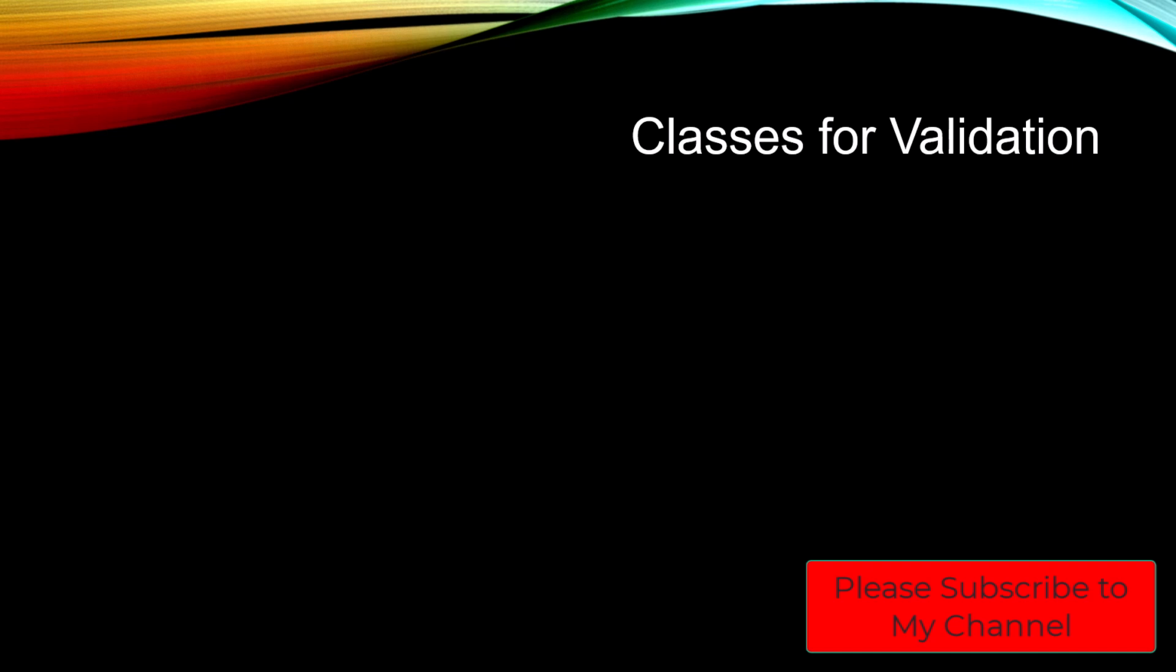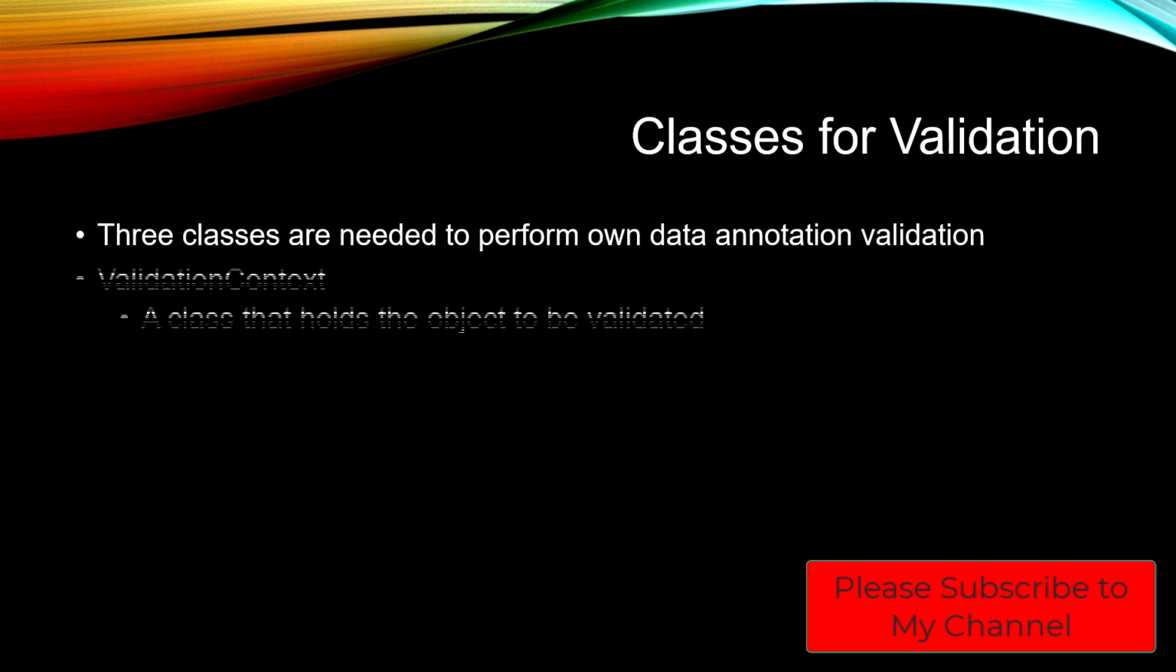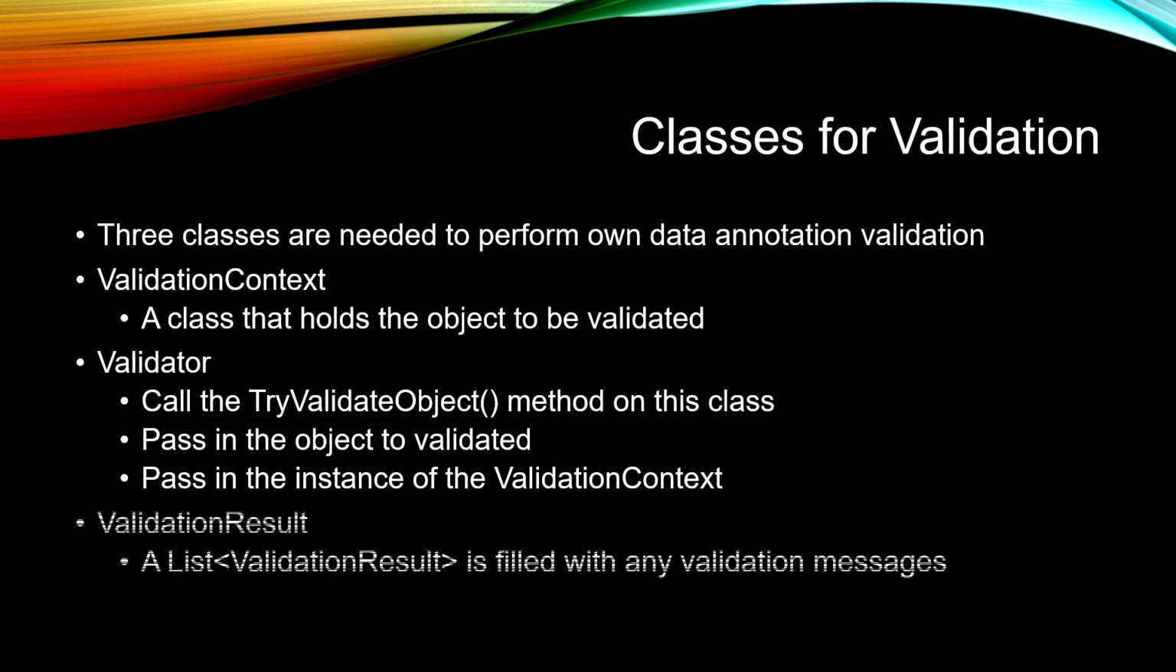The first thing we're going to do is build our Validation Helper class. And to do that, we're going to need three classes. And we need these three classes to perform our own data annotation validation. The first one is the Validation Context. This is simply a class that holds the object to be validated. We have the Validator class, which has a TryValidateObject method. We pass in the object to be validated along with the instance of our validation context. And then what we get back is a list of validation result objects that's filled with any validation messages.